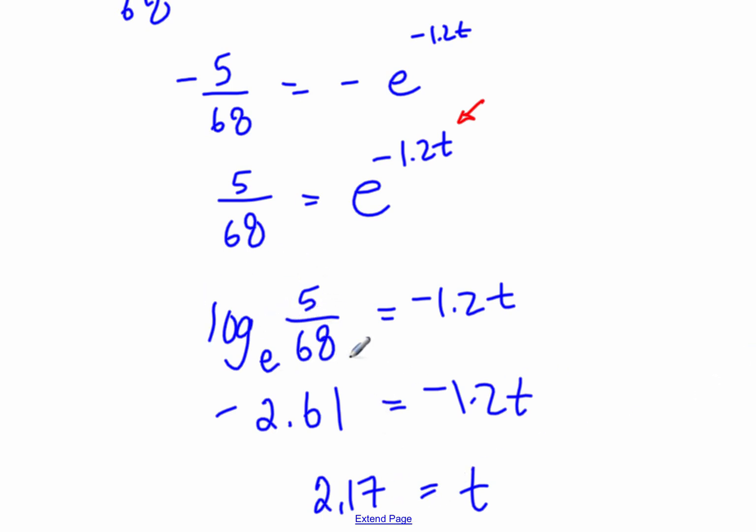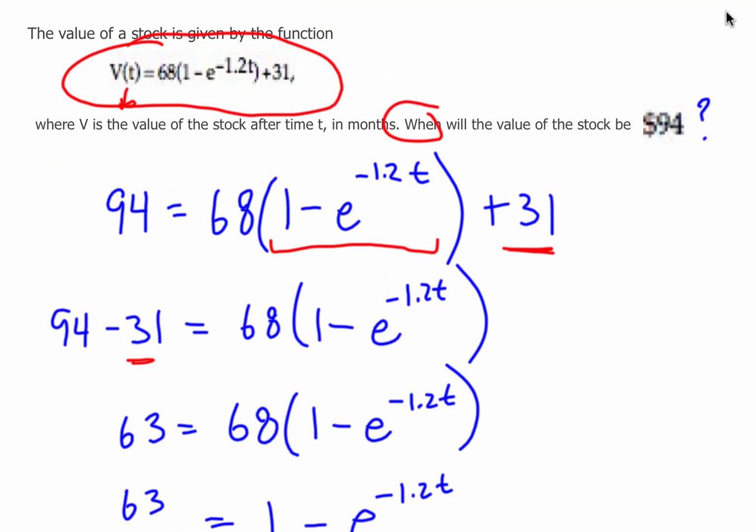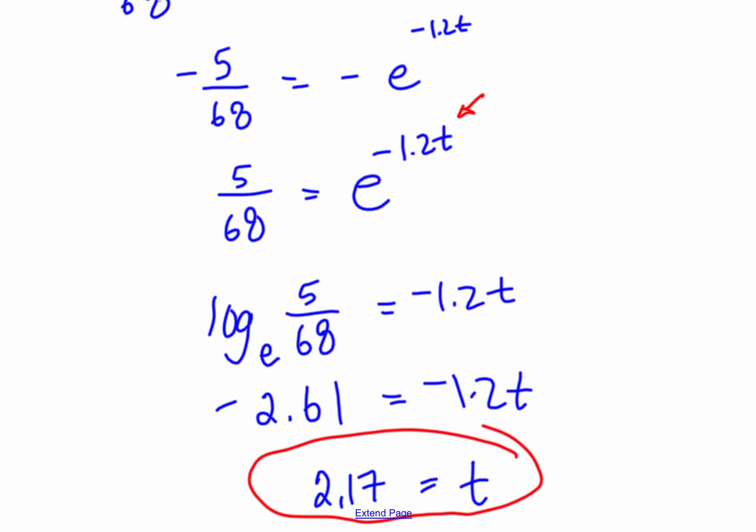If you figure this part out on your calculator, it's just ln of 5 over 68. It gives you -2.61, and you have 1.2t on the other side. Divide both sides by -1.2, and you get a time of 2.17, whatever they are, months. So 2.17 months. Okay, hopefully that helps you on both those questions.